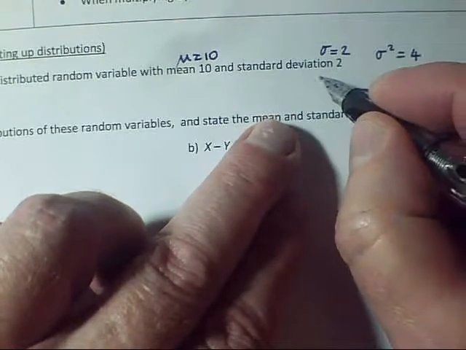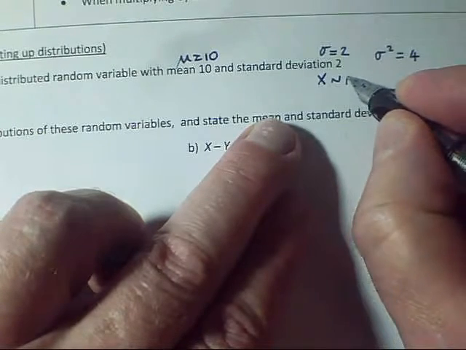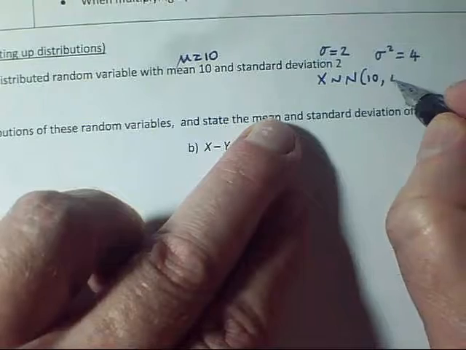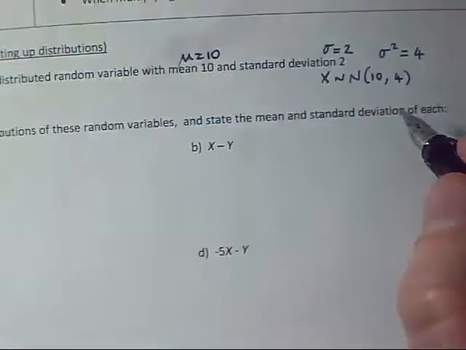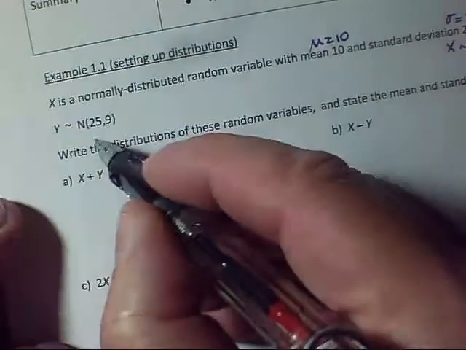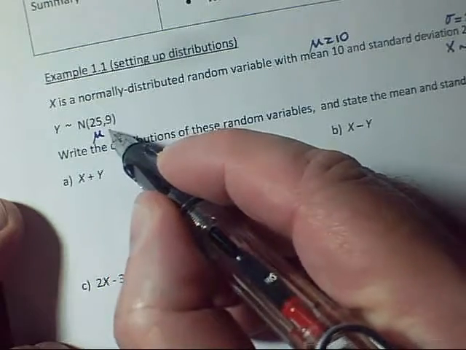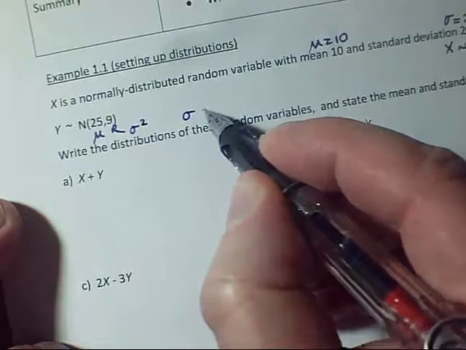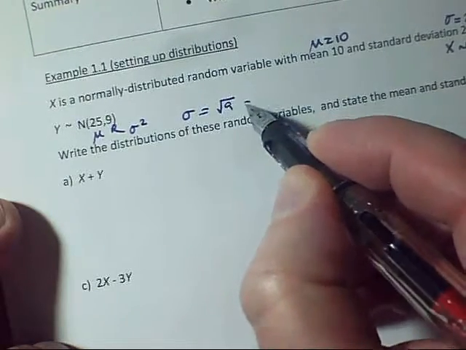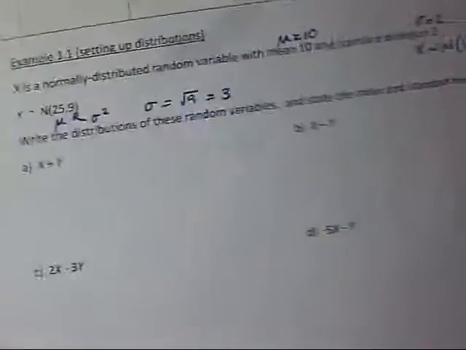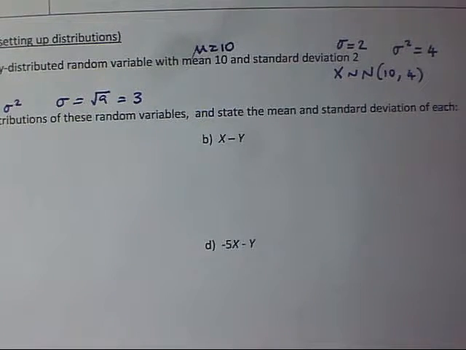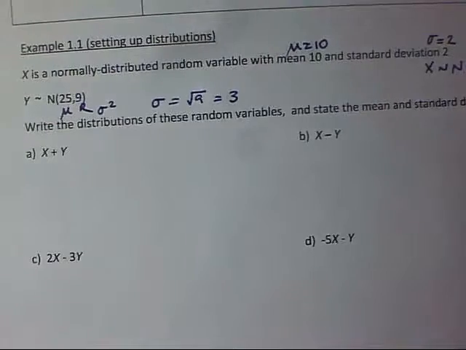So x, if I write it in the alternative notation, is a normal distribution with a mean of 10 and a variance of 4. Okay, so when I get to y, what they've given me is a mu, so mu is 25, and 9 is the variance. So sigma squared is 9, so sigma is the square root of 9, which is 3. Okay, so I've now got a really clear setup. I know the mean, the variance, and the standard deviation for each of x and y.